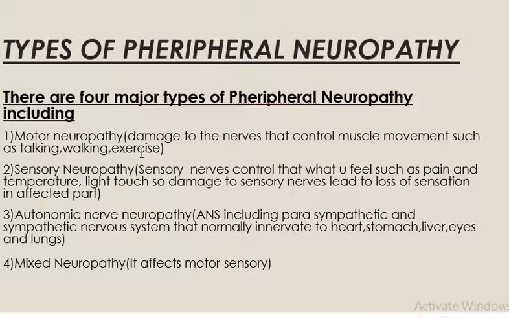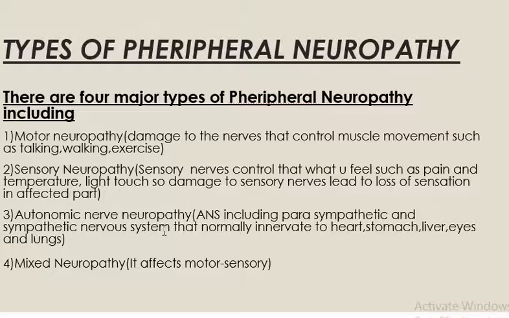If anyone has motor neuropathy, the patient may have difficulty talking, like the patient cannot talk very well, which can happen in stroke. Walking problems can happen in, for example, sciatic nerve damage, or in exercise. Then there is sensory neuropathy. In sensory neuropathy, sensory nerves control what you feel, what you touch. So in that neuropathy, there is abnormal sensation.